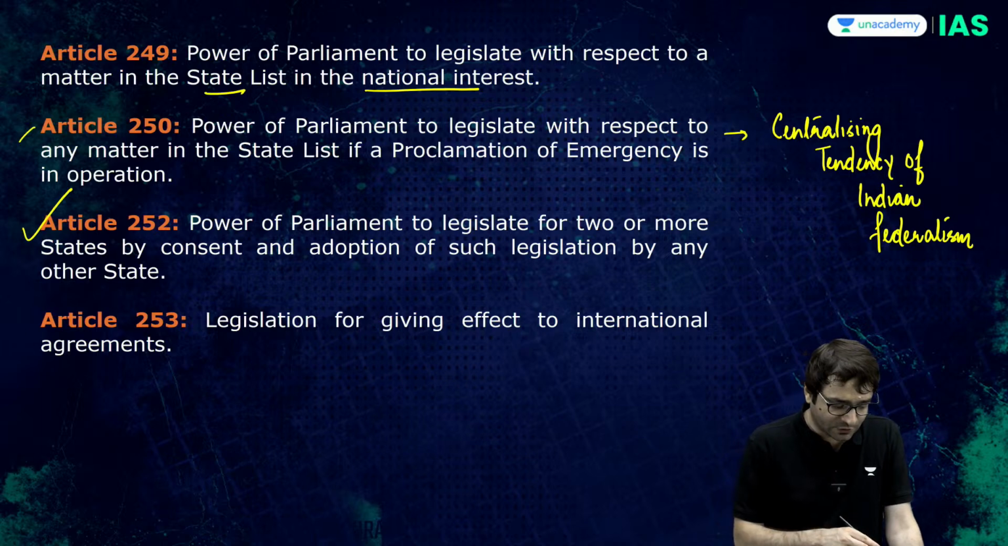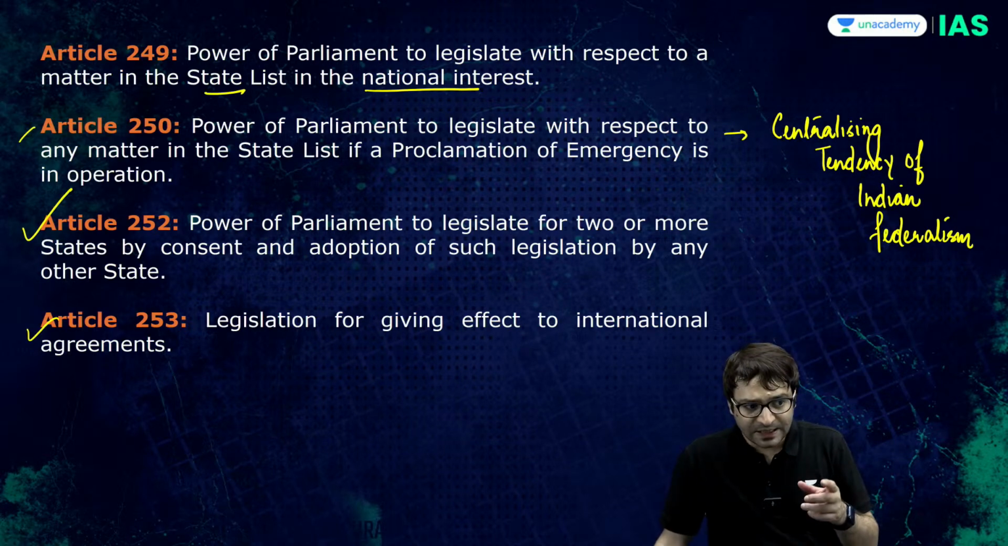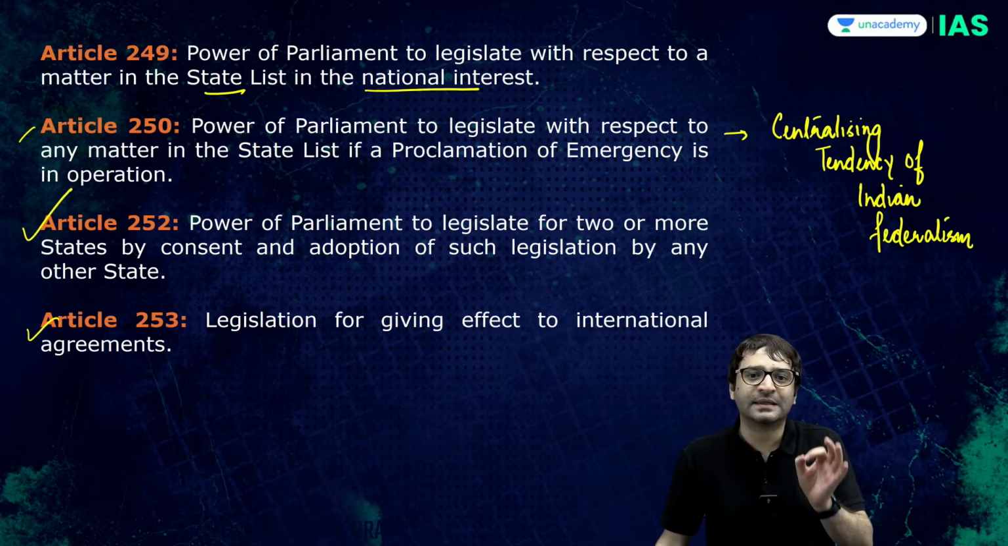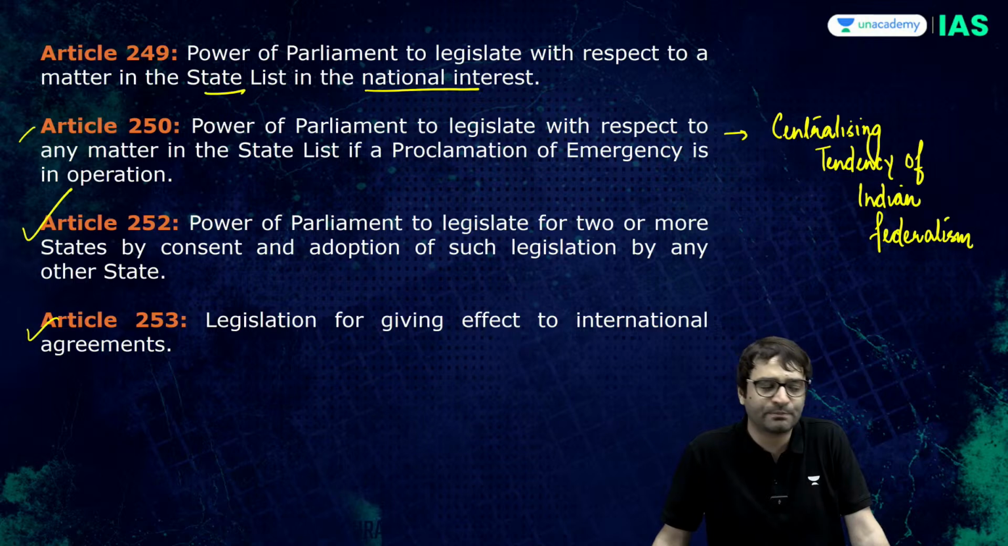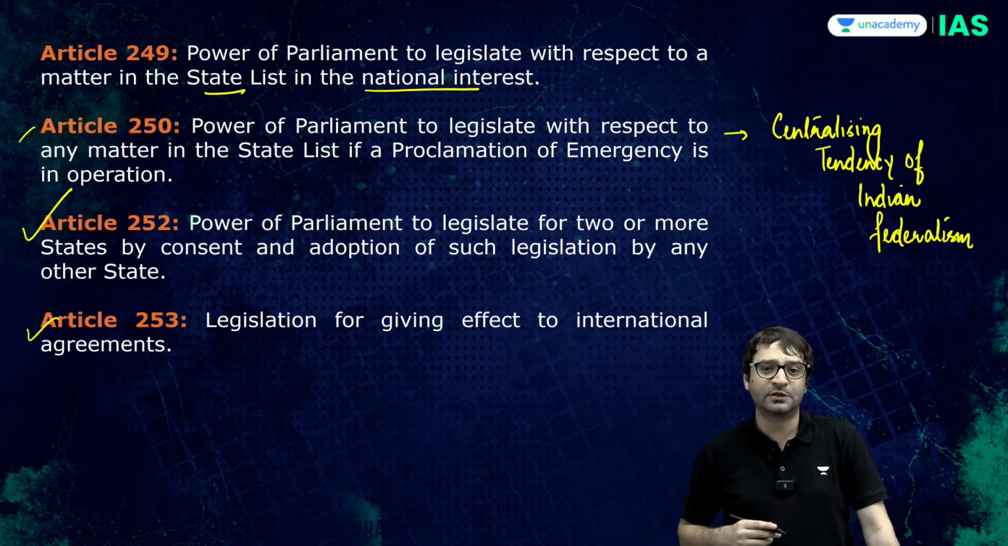And then we have Article 253, which empowers the Parliament that if you have to give effect, shape to an international agreement or treaty, then you can make a law, and that is under Article 253. For example, we ratified the United Nations Convention Against Corruption in 2008, and basis that, Lokpal and Lokayukta bills were introduced in the Parliament under Article 253 because it was to give shape to an international agreement or treaty.